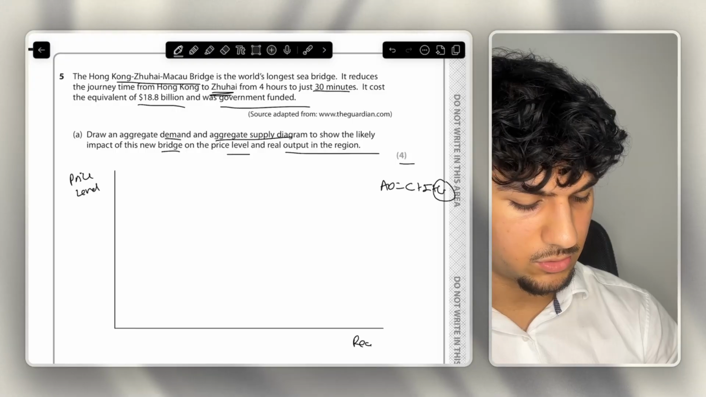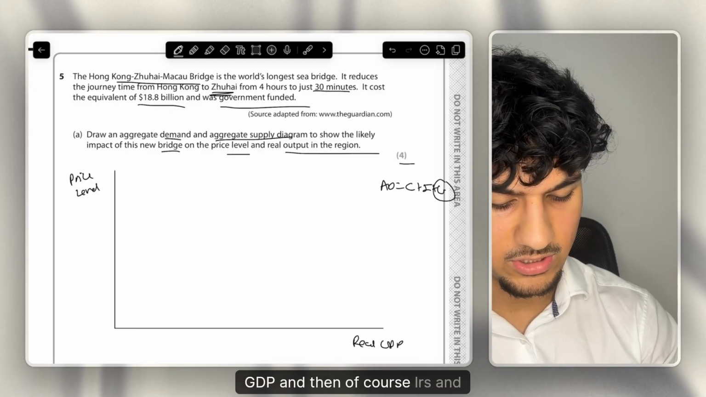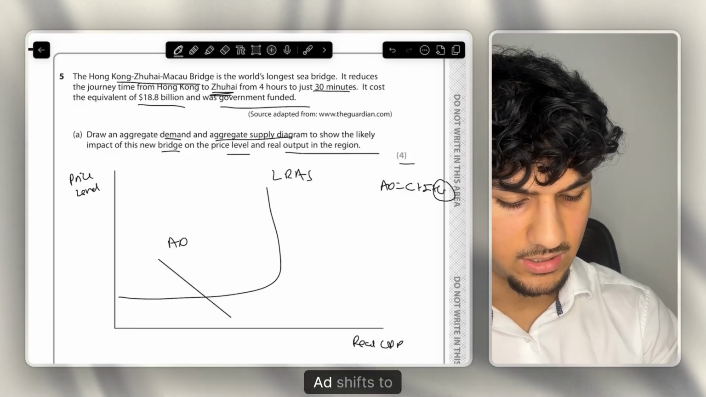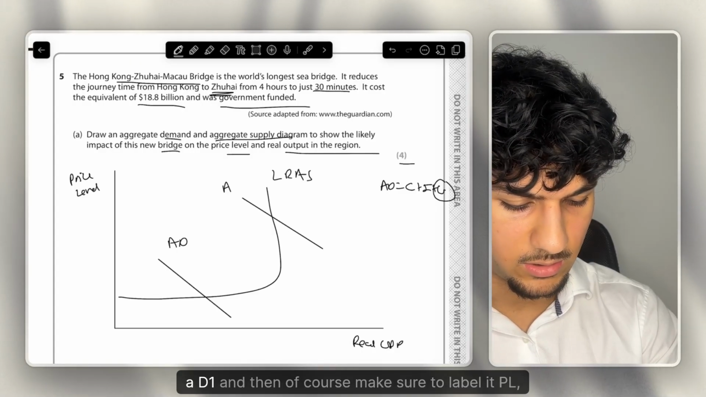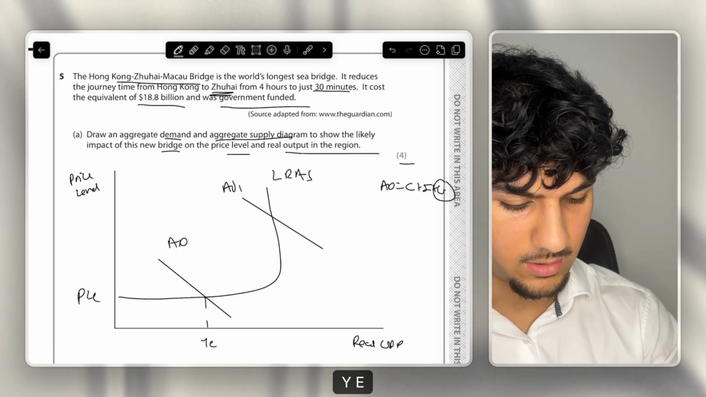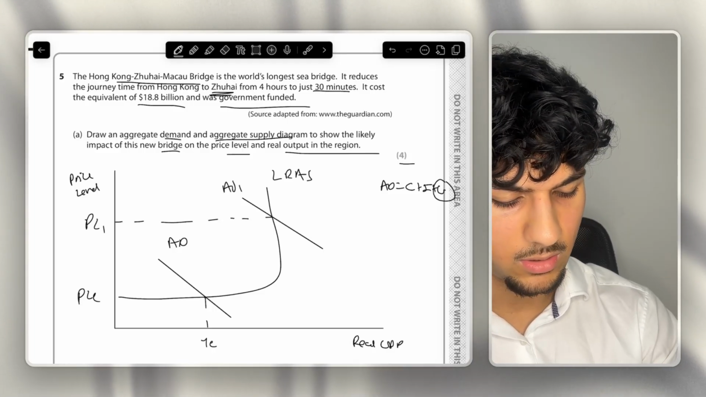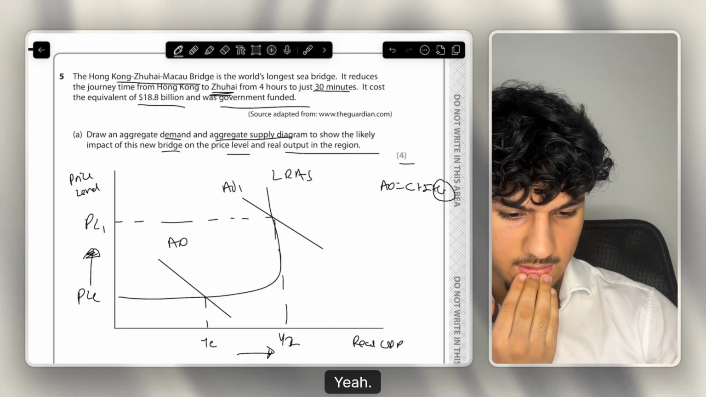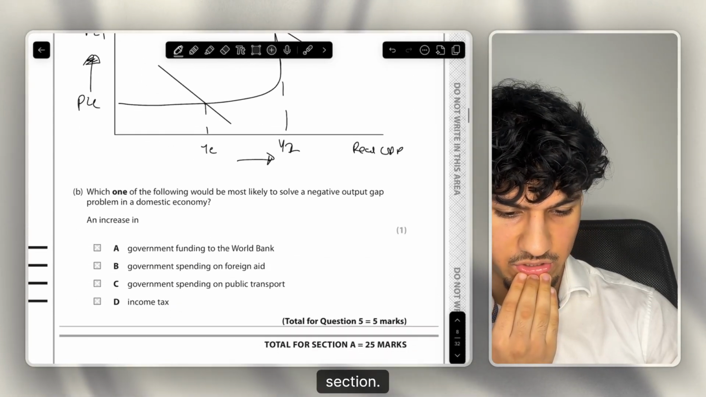So real GDP, and then of course LRAS. And just for simplicity's sake, I'm going to shift the AD out. AD shifts to AD1, and then of course make sure to label it PLE, YE, PL1, Y1, show the change. And yeah, that is how to get 4 out of 4 marks there. And yeah, let's keep going for the last question of this section A.